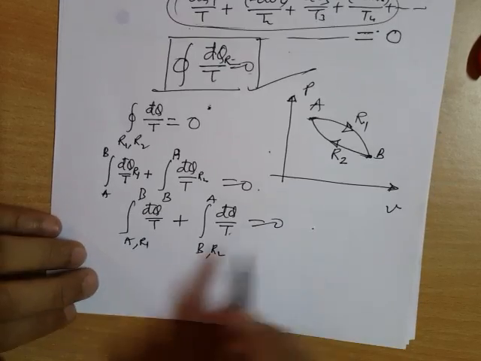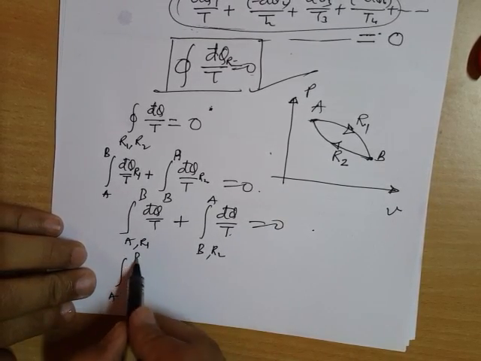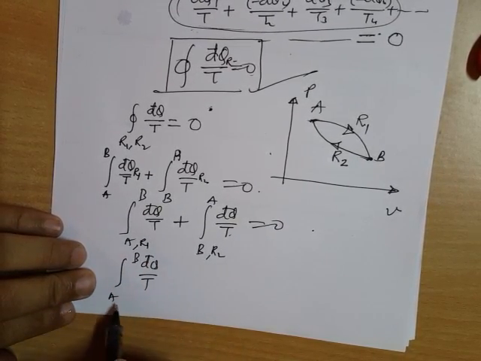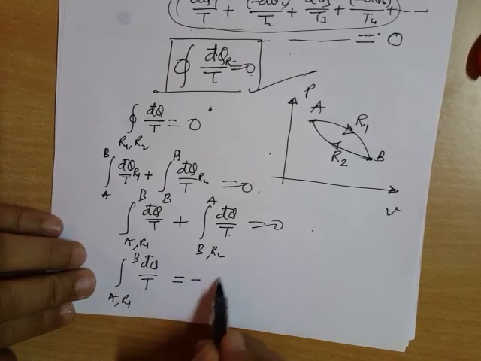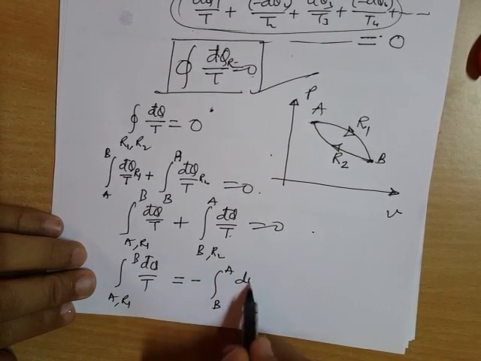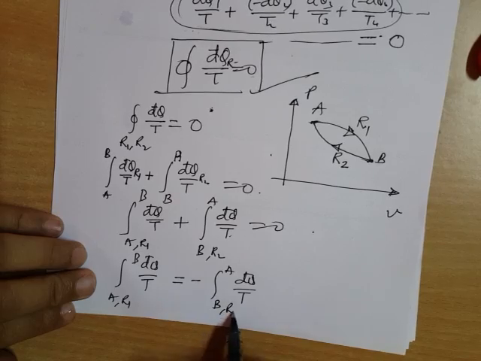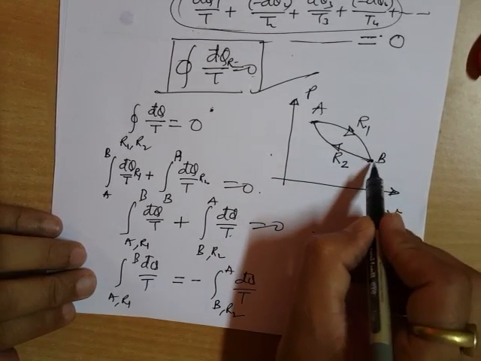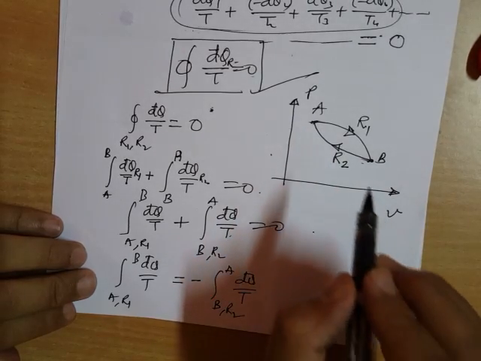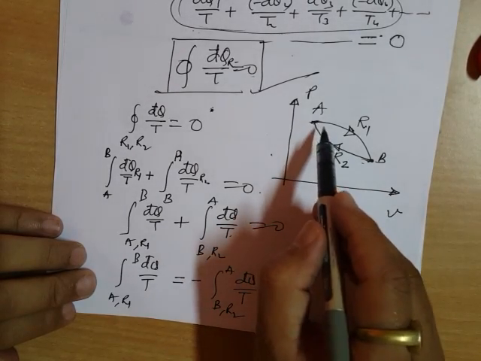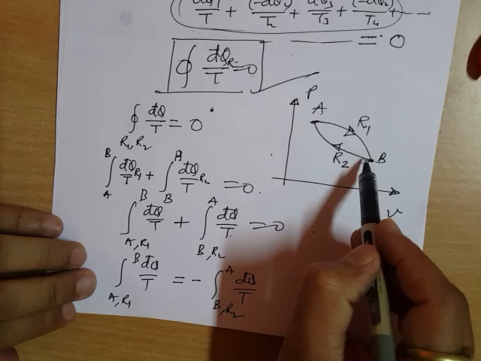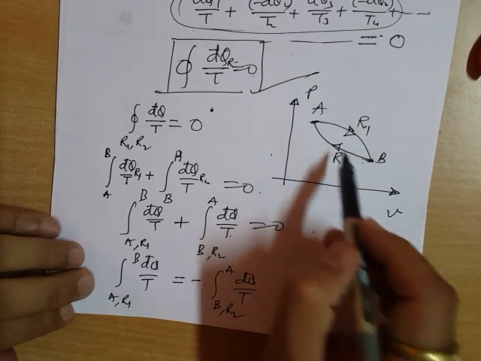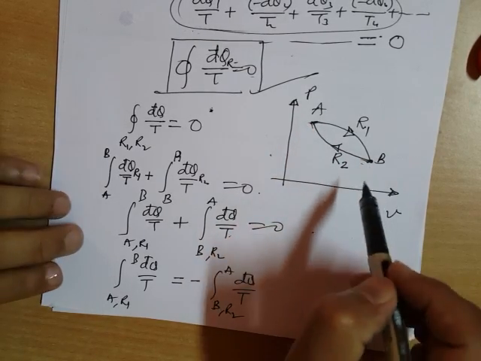Bring this term onto right side. A to B dq by T along path R1 is minus B to A dq by T along path R2. As this process B to A is reversible, it will be immaterial if I go from here to here. That means as this is a reversible process, I can revert this process back.